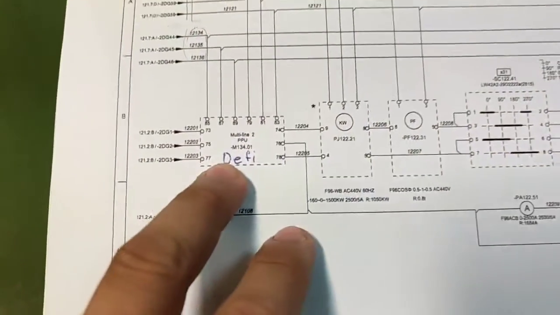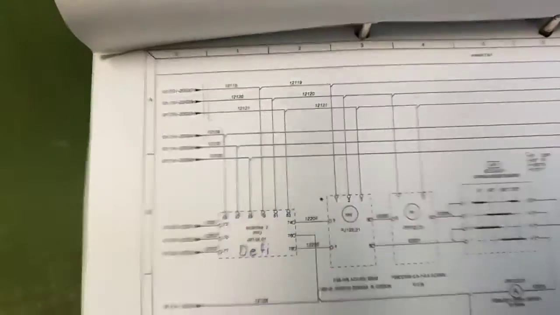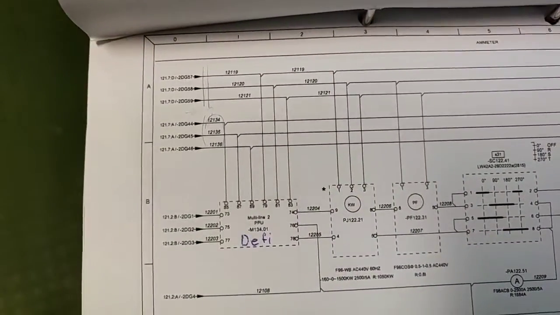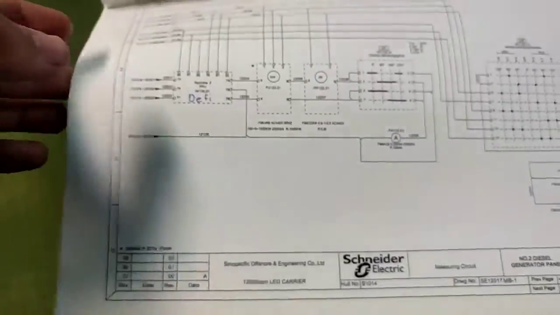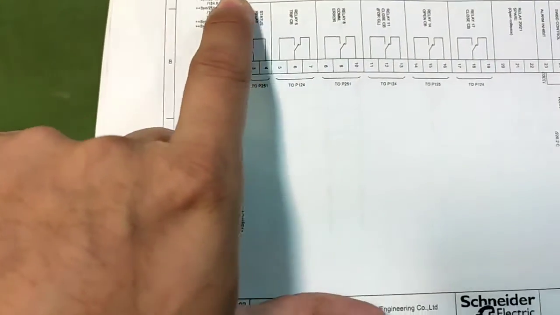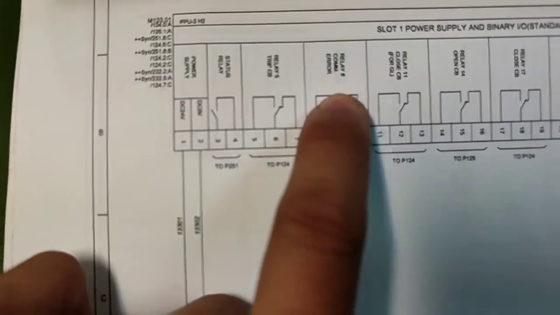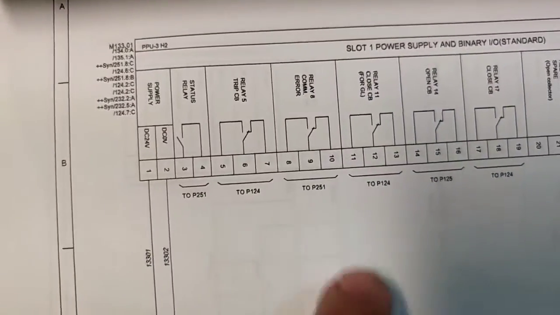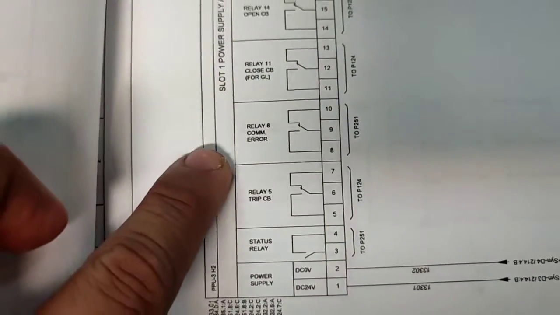And then this is the manual, the Schneider panel. This is the PPU. That is the generator module for number two. This 440 is the input to that PPU. That is the PPU. This is the schematic. There is a status and the relay, common error, abnormal.